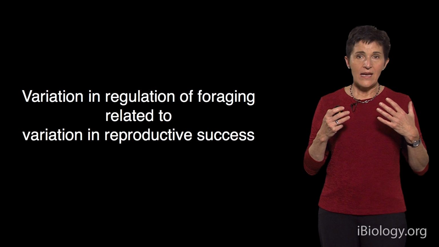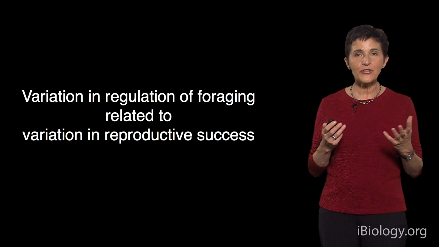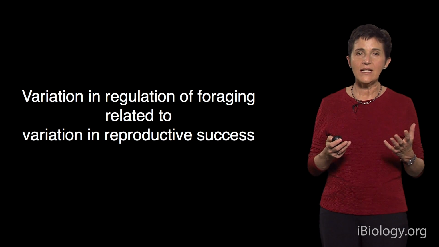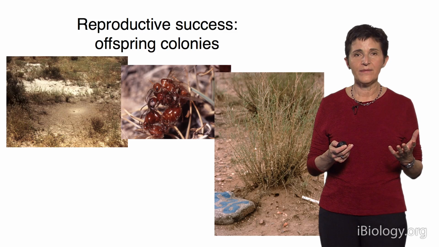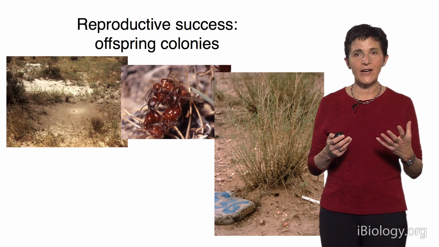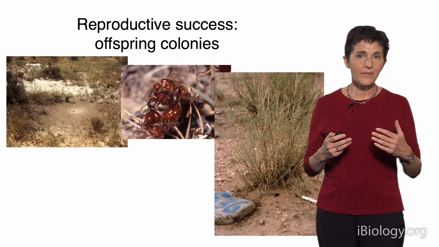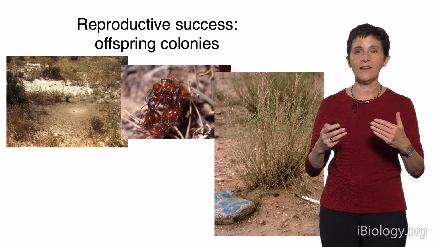Now, an important component of natural selection. A crucial component of natural selection is that variation in regulation of foraging is associated with variation in reproductive success. In order to find out about this, we needed a measure of reproductive success. Ants don't reproduce more ants, colonies make more colonies.